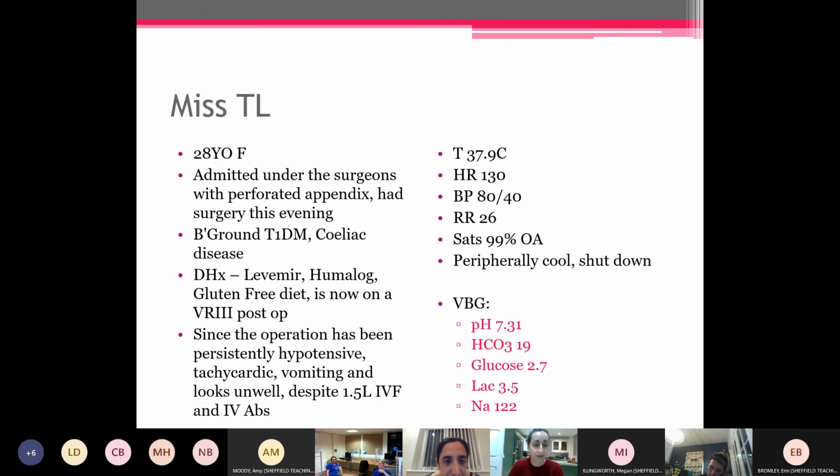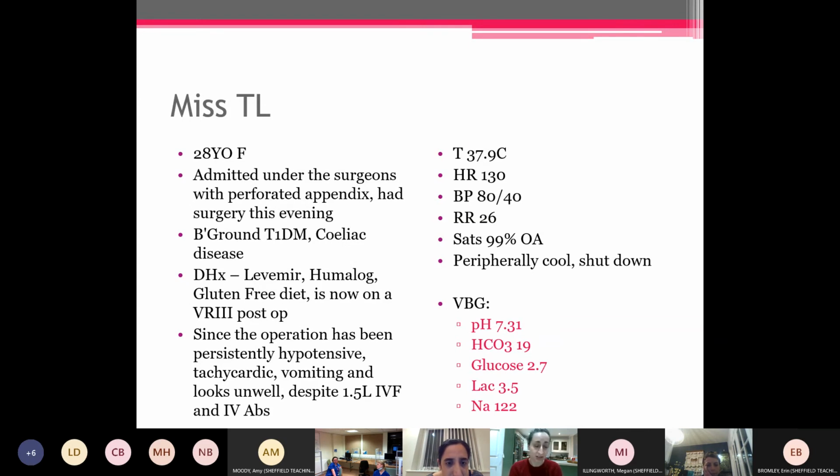Yes. So this is a 28-year-old lady who came in last night with a perforated appendix and went straight for surgery. She has type 1 diabetes and celiac disease and is on Levemir, Humalog and a gluten-free diet and is now on a variable rate post-op because obviously type 1 and she's had an operation. During the operation and since, she's been persistently hypotensive, tachycardic, vomiting, and she looks awful. She's so far been fluid resuscitated with IV antibiotics and a litre and a half of normal saline.